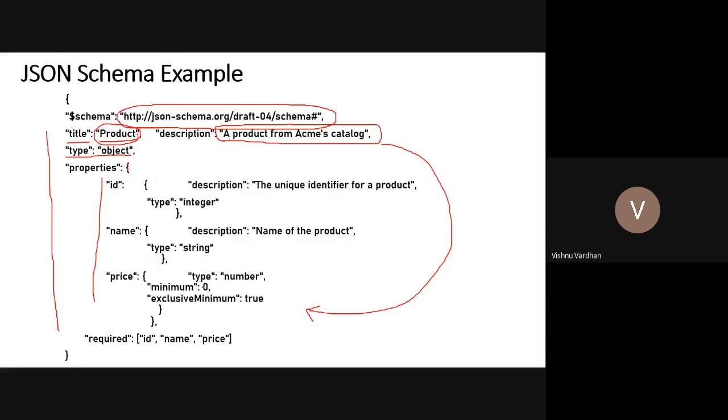Minimum and maximum constraints. You can see minimum 0, maximum, in this example it is not there, but exclusive maximum, minimum, maximum, it is there. And what is this type? Number. Okay, so whenever there is a price, it should be a number. If you are providing strings, then the JSON schema will complain because the rule is not matching. And whenever there is a name, it should be a string. And whenever there is an ID, it should be an integer.